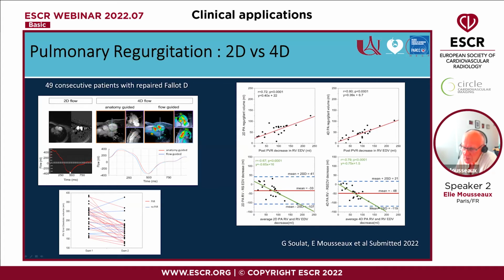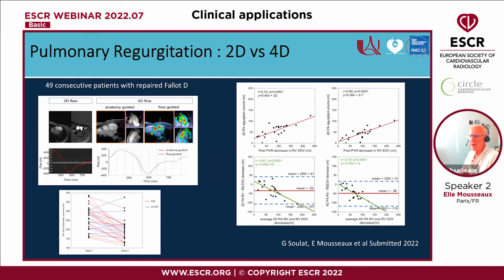And when there is a regurgitation, you have the backward flow. Unfortunately, we know by experience, as we have been doing this job for the last 20 years, that sometimes, particularly when the pulmonary artery is dilated, you have an underestimation of the forward flow. So you have another estimation of the regurgitation fraction.